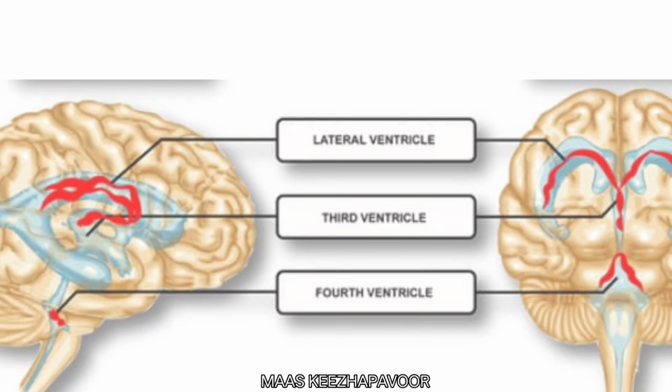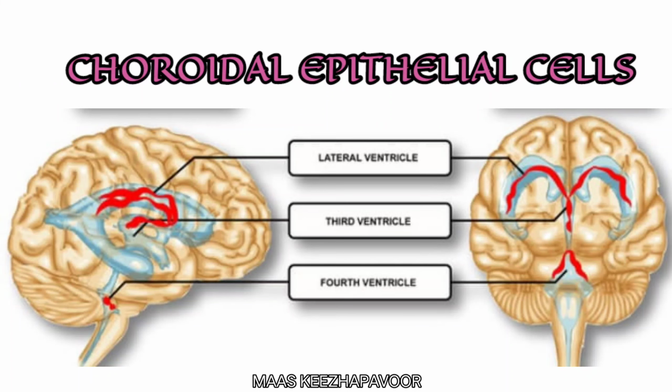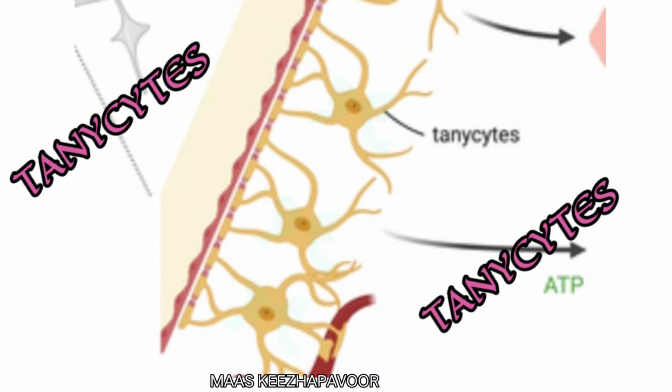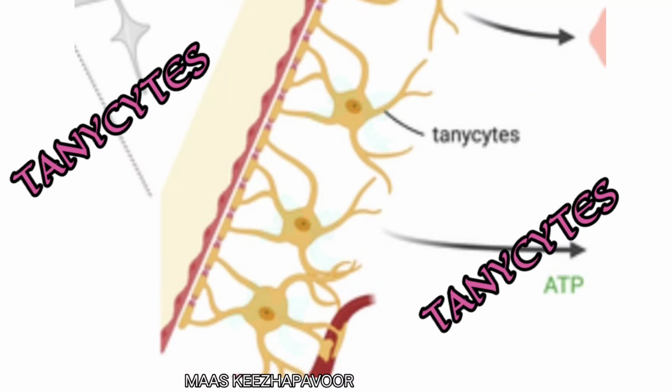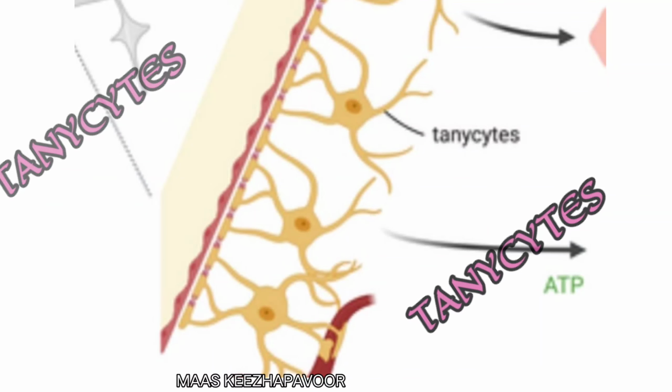The choroidal epithelial cells are the specialized ependymal cells that are seen in the choroid plexus. They secrete cerebrospinal fluid. The ependymal cells that line the floor of the fourth ventricle have long basal processes and these cells are termed as tannocytes.